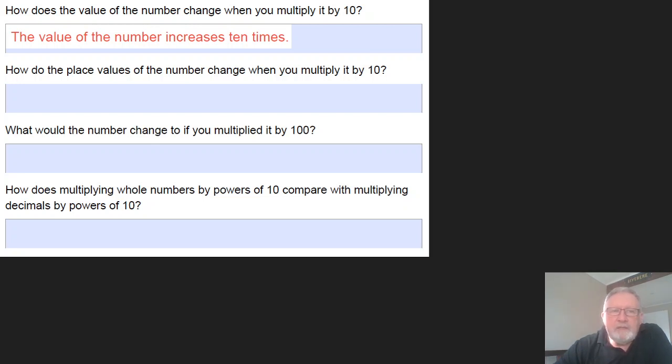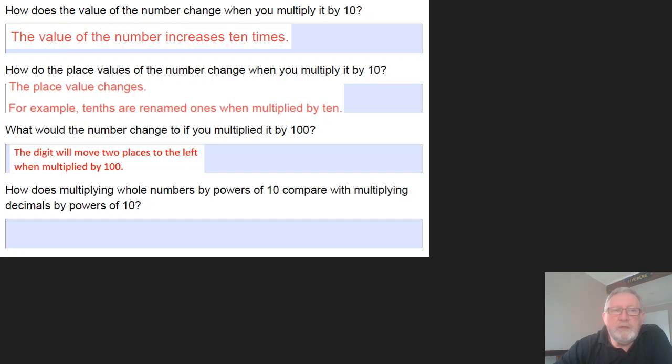How do the place values of the numbers change? Well, I think I might have just answered that. How do the place values change when you multiply by 10? It should change one place to the left, so tenths are renamed ones when multiplied by 10. What would the number change if you multiplied it by 100? Alright, so if we multiplied by 100, it should change 2 places and move 2 places to the left.